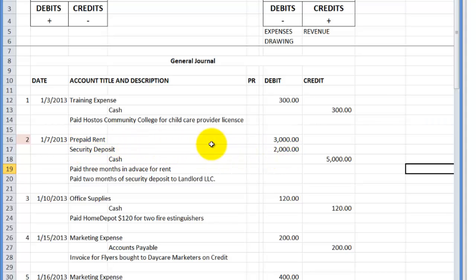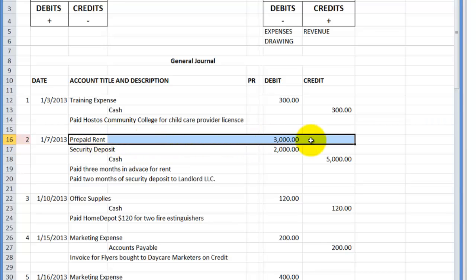And then we have prepaid rent. That is also an asset because we have not yet used up the rent that we have paid. It's $3,000. I made this in a different color because this might become an adjustment later. The reason is that this prepaid rent is actually for the months of January, February, and March. But in January, we're going to use up that rent money, so we have to account for that later when we do the adjustments.